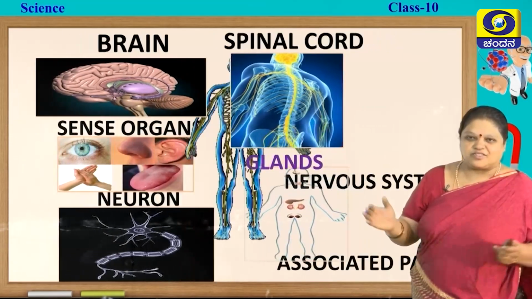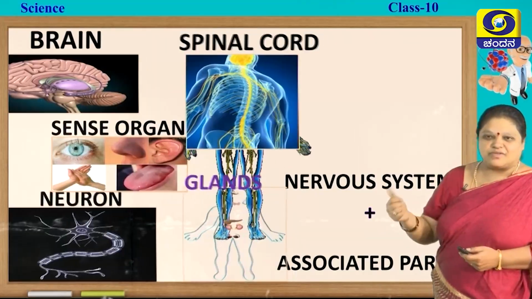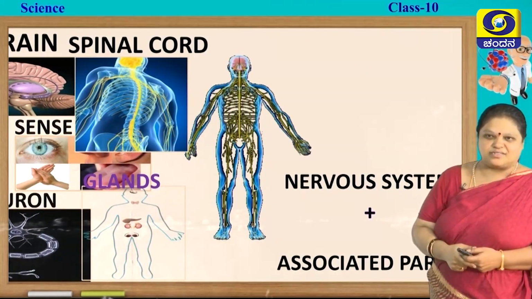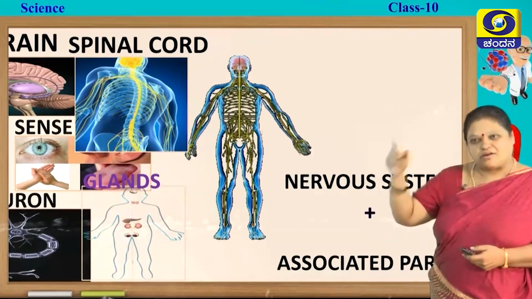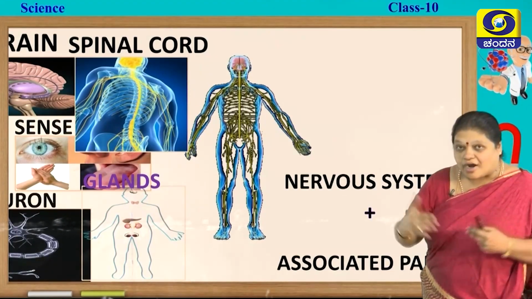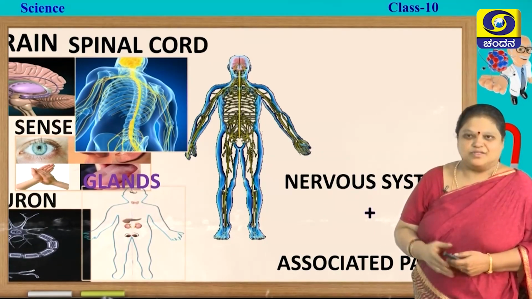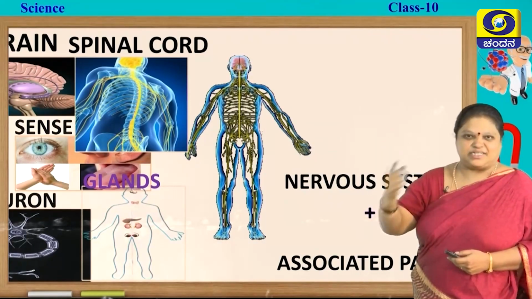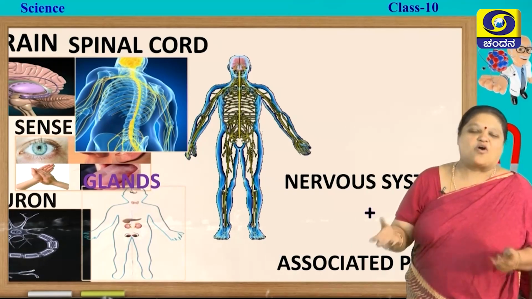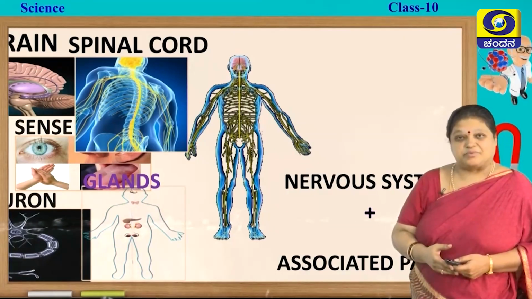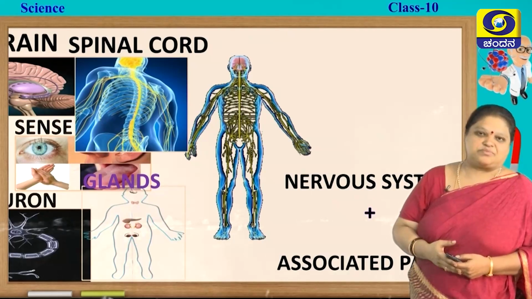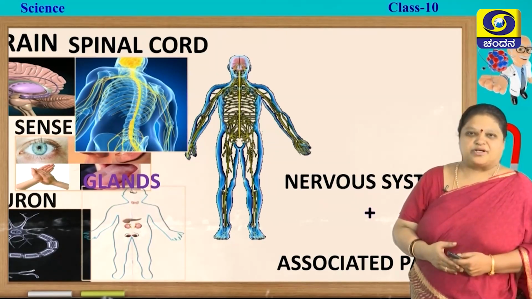So, all these together along with the nervous system and associated parts will control all these activities and coordinate among them, and they react and respond to stimuli. Because of all these activities, you can coordinate, you can react to something, you can act on something. So, this is very important.